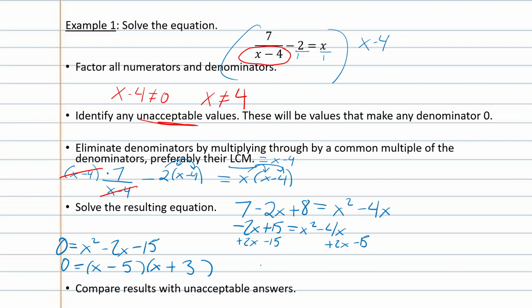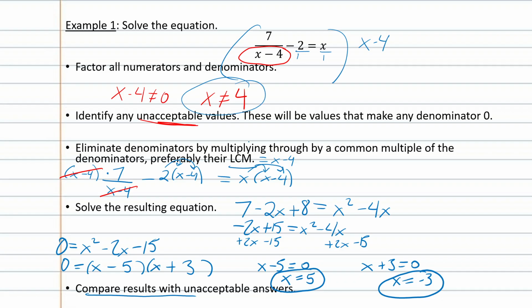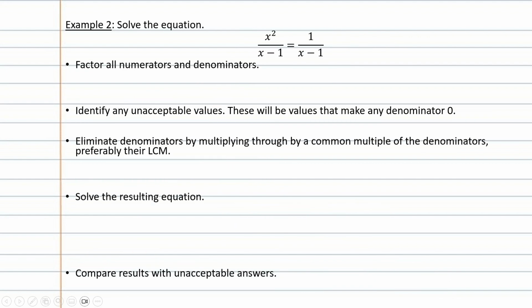Which means that x minus 5 has to equal 0, or x plus 3 has to equal 0, which will help give me my two solutions. One of my solutions is x equals 5. My other solution is x equals negative 3. I then need to compare the results I just got, x equals 5 and x equals negative 3, to my unacceptable answers. My only unacceptable answer here was x cannot be 4. So I don't have any overlap here. So indeed my answers are x equals 5 and x equals negative 3.